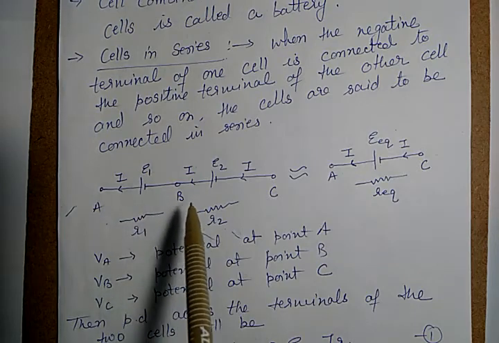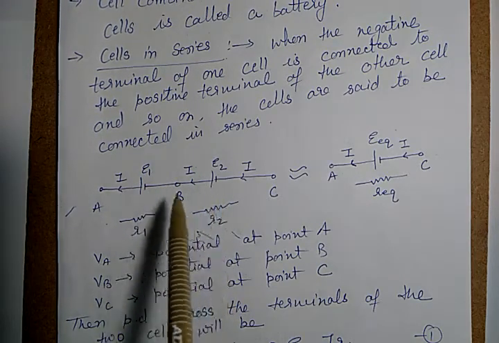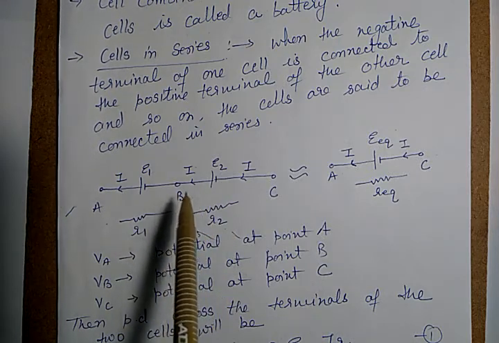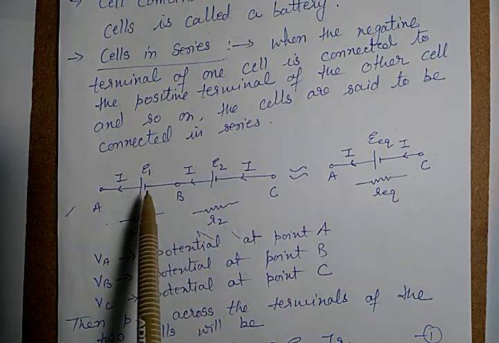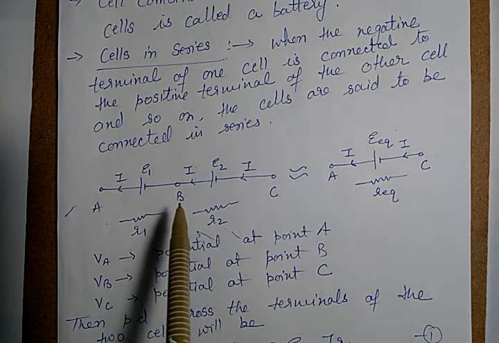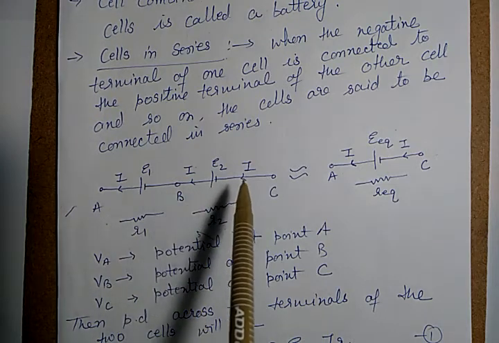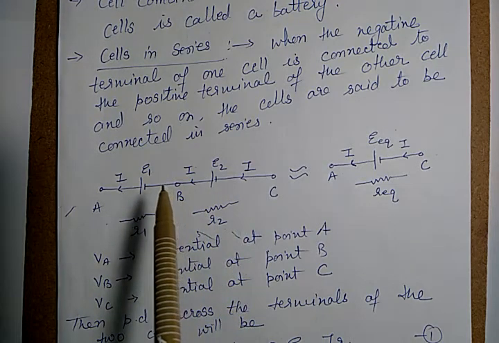Here we are having two cells with EMFs E1 and E2 connected to each other in a series combination. So the negative of one is connected to the positive of the second one. As they are connected in series, the same current I will flow through the cells.